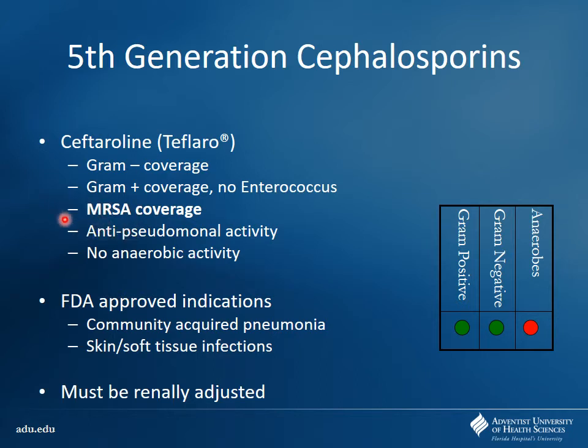So that's a new, interesting thing, how you can get both of these covered with just one drug, which is not something you see very commonly. This one you'll see used for community-acquired pneumonias and a lot of skin and soft tissue infections. These are the FDA-approved indications, but they do not need to be renally adjusted, or it must be renally adjusted. Really, ceftriaxone is the only way you can get away with not doing that.